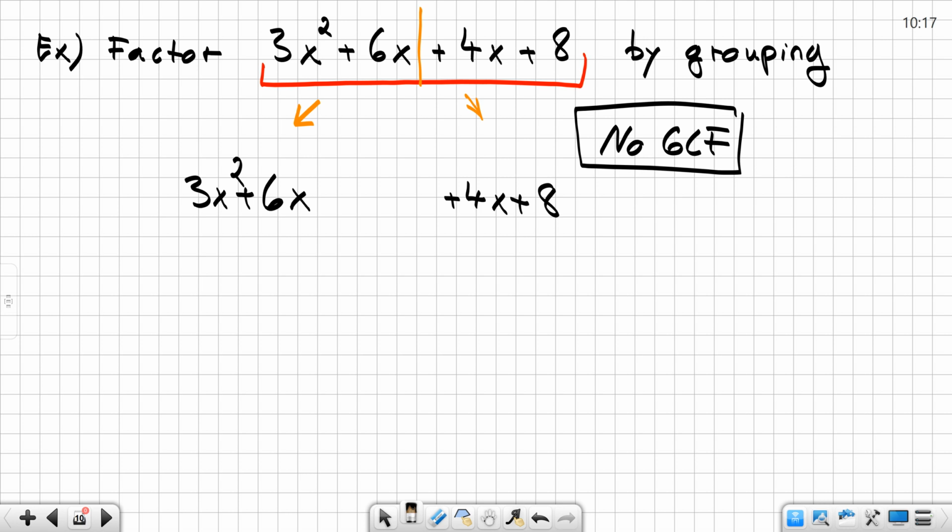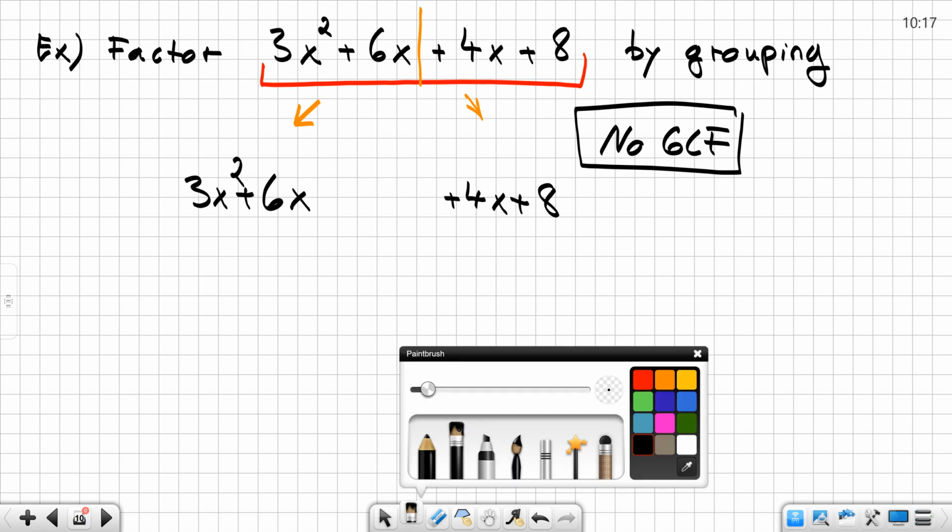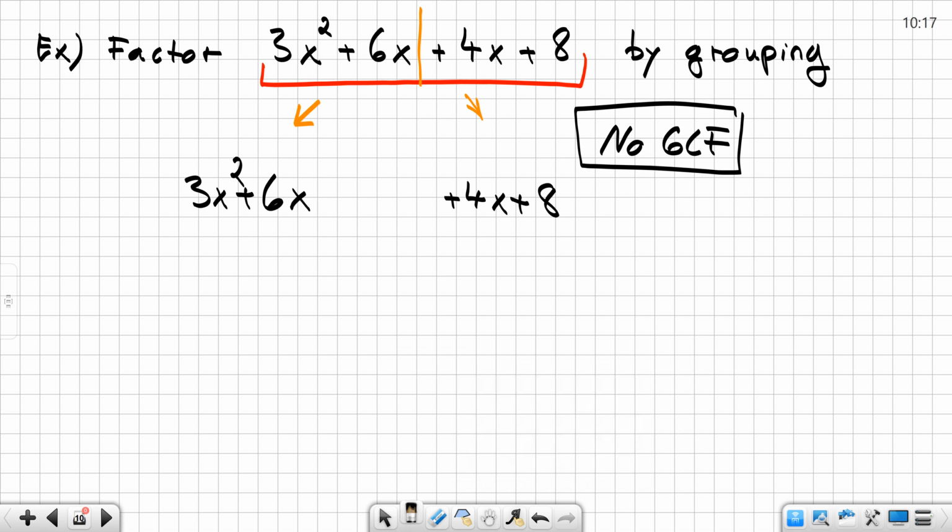Now, the first one right here, 3x squared plus 6x, that we can factor because there is a greatest common factor in those 2. And the greatest common factor here is 3x. If I pull out the 3x out of my first term, I'm just going to be left with an x. And if I pull out the 3x out of my second term, let's have a look. 6x divided by 3x, that would be just 2. So I am just doing the first one.